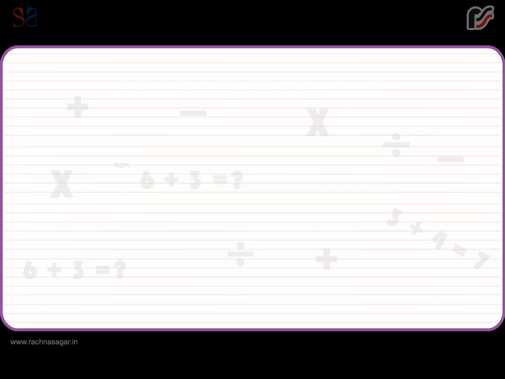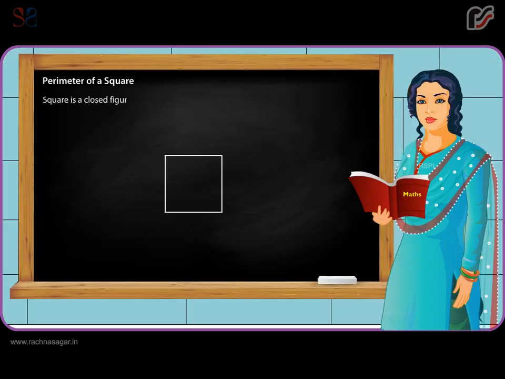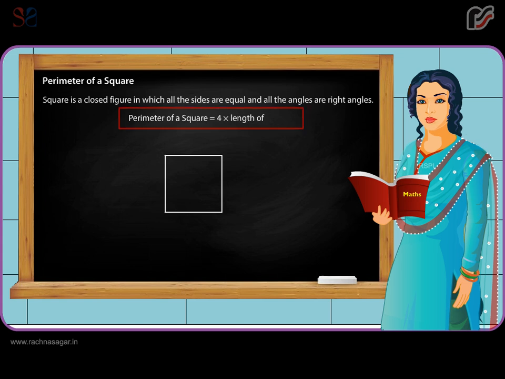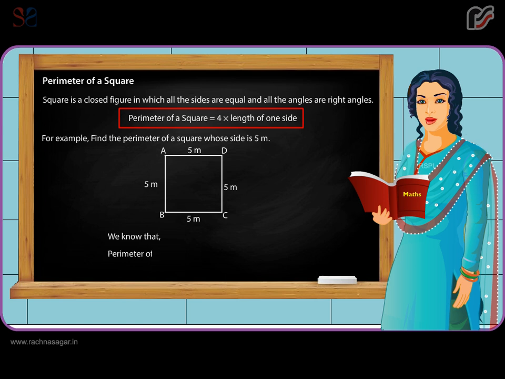Perimeter of a square. Square is a closed figure in which all the sides are equal and all the angles are right angles. Perimeter of a square is equal to 4 into length of one side. For example, find the perimeter of a square whose side is 5 meter. We know that perimeter of a square is equal to 4 into length of one side is equal to 4 into 5 is equal to 20 meter.